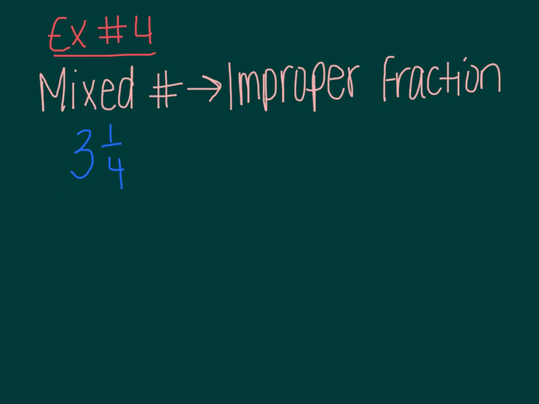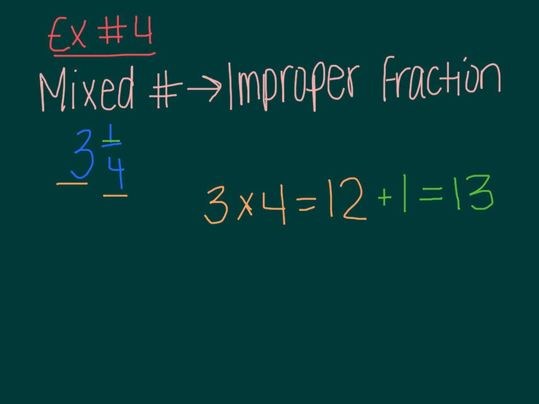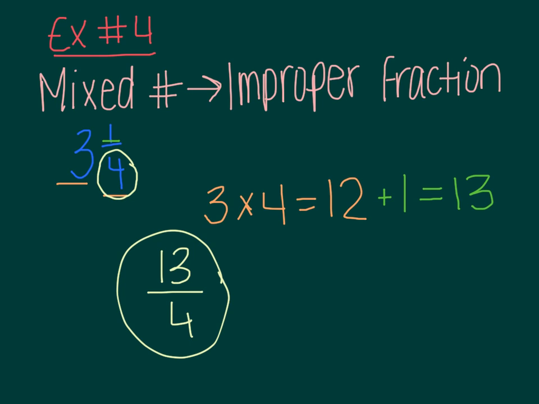Our last example, I do whole number times denominator. 3 times 4 equals 12. Add the numerator, which is 1. So I get 13. 13 is my numerator. Denominator stays the same, which was 4. 13/4.